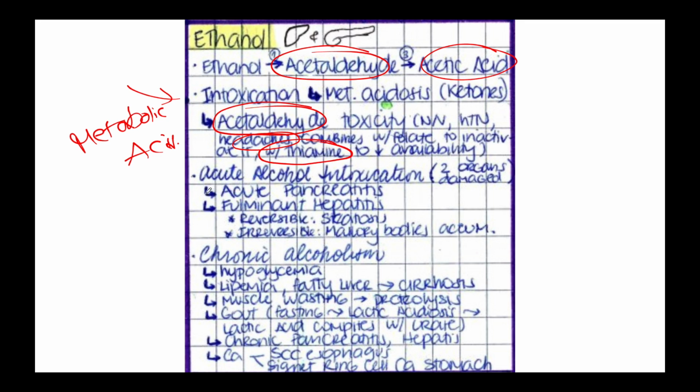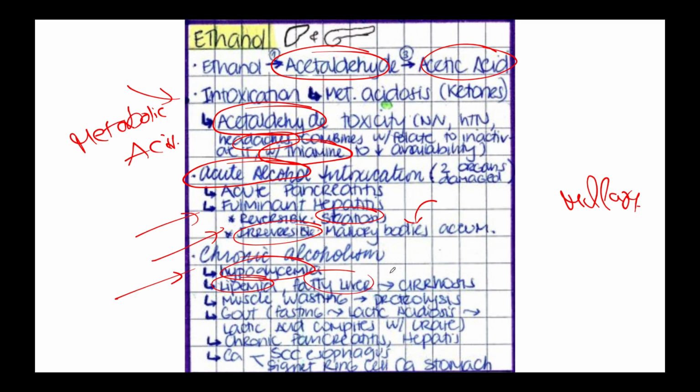Then acute alcohol intoxication, what will happen? There can be acute pancreatitis, fulminant hepatitis. It can be reversible with steatosis or irreversible with Mallory bodies. Mallory bodies is what you need to remember. Then how about chronic alcoholism? Chronic alcoholics keep going into hypoglycemic episodes. It leads to lipemia, fatty liver, cirrhosis, muscle wasting.